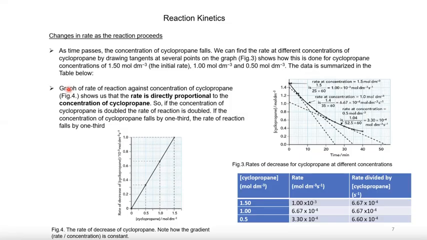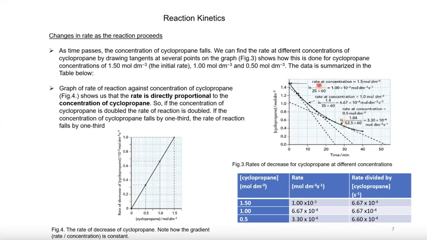How can we do it? As time passes, we know that the concentration of cyclopropane falls. We have seen it. We can find the rate at different concentrations of cyclopropane by drawing tangents at several points. So we did it, and now we are doing it at several points. That means we take the concentration of cyclopropane here, 1.5, then the concentration at 1.4, and another at 1.0.